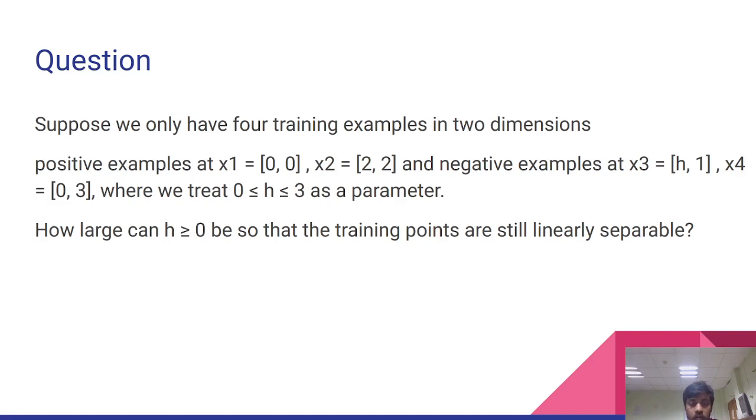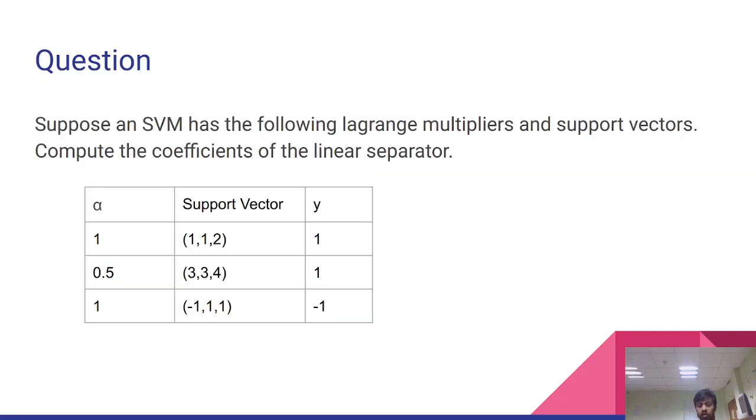Again, could you please show that question? Suppose an SVM, following Lagrange multipliers and support vectors. Compute the coefficients of the linear separator. So y is the support vector. Okay, thank you.